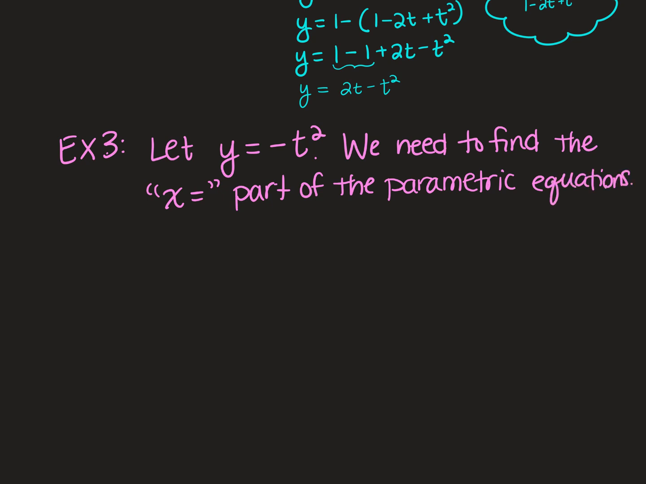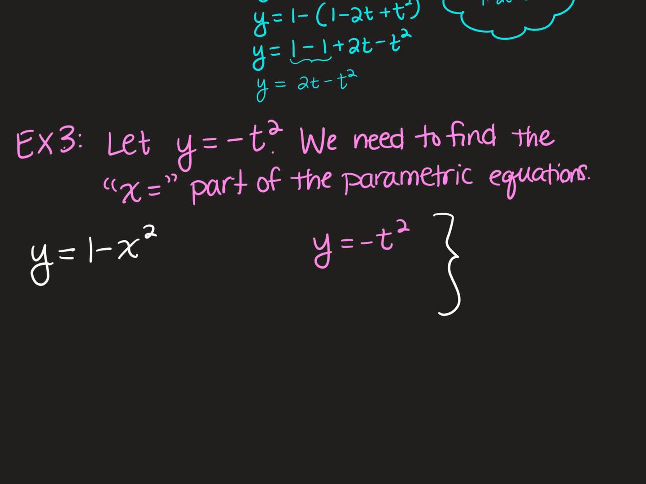Okay, last time we were given the x equals part. Now we're going to be given the y equals part. We've got to find the x equals part. So just like before, I'm just kind of organizing my thoughts here. I've got my rectangular graph, y equals 1 minus x squared. I'm given part of my parametric set, y equals negative t squared, and I've got to figure out what the other part of that is so that I can write my parametric equations.